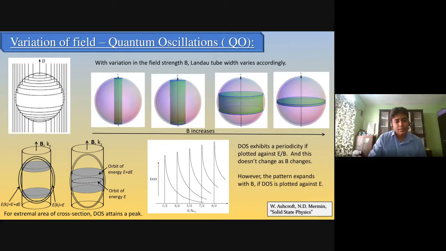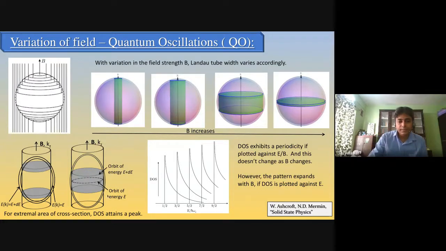So this happens if you keep on changing the magnetic field, or if you keep on changing the energy. And this area of cross-section, which is maximum, or it could have been a minimum also, for this energy shell, is called the extremal area of cross-section. So the thing is that whenever the Landau tube cross-section becomes the same as the extremal area cross-section corresponding to the energy shell that you are interested in, we see a peak.